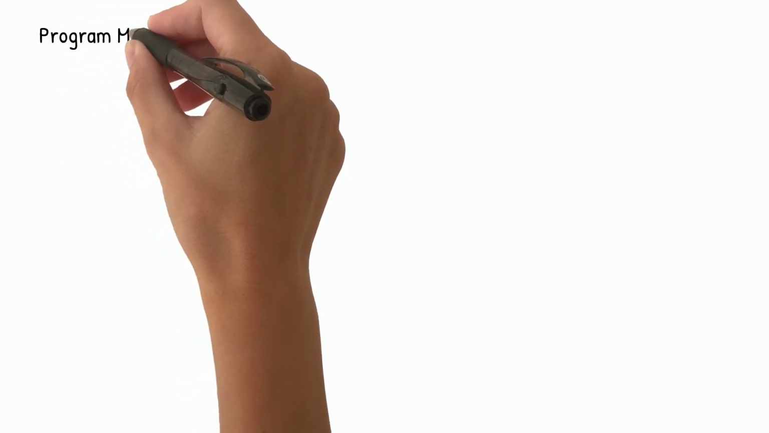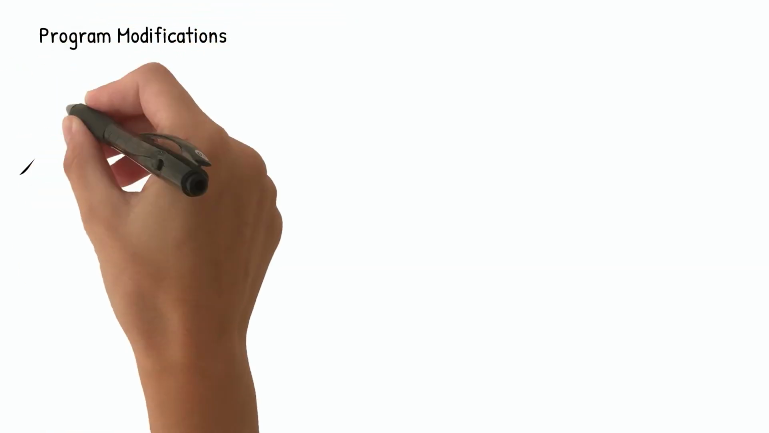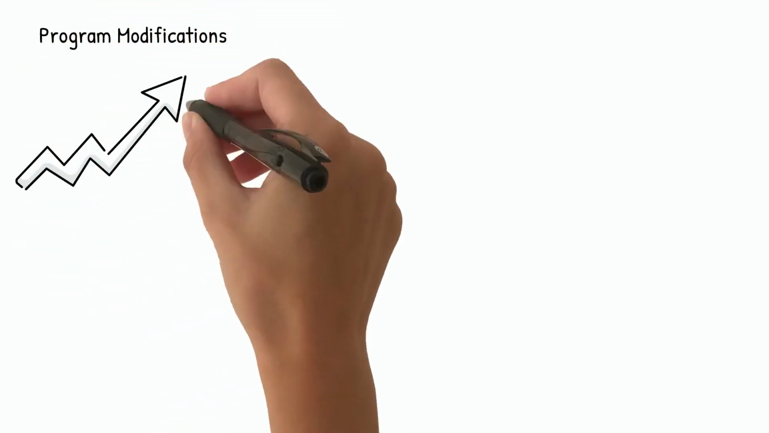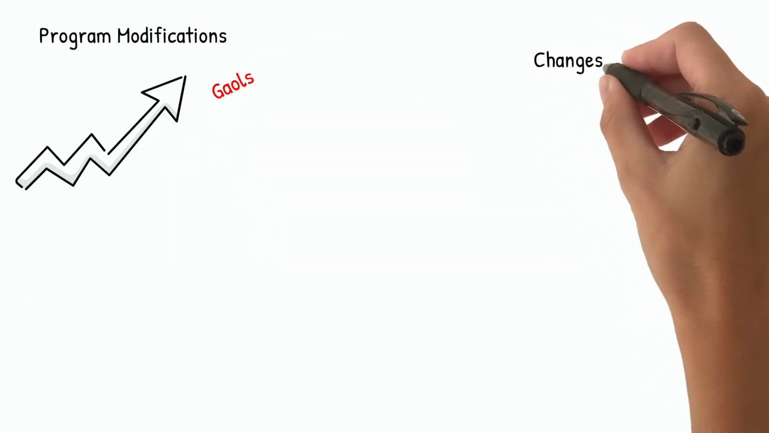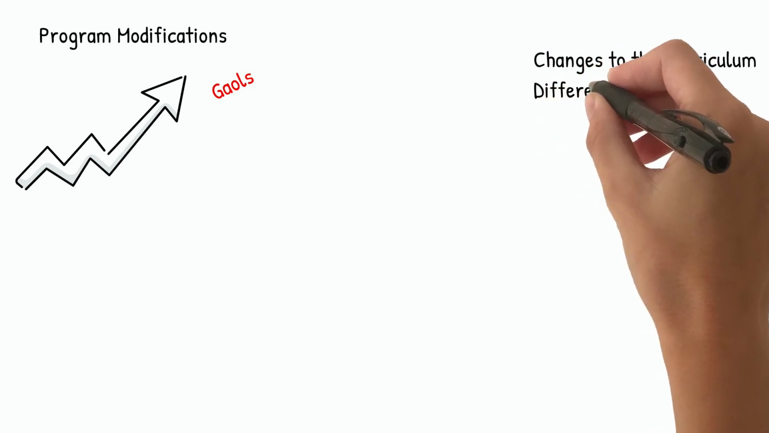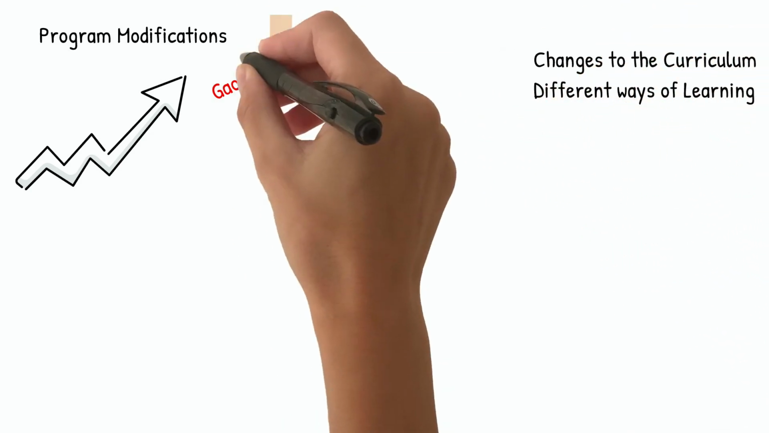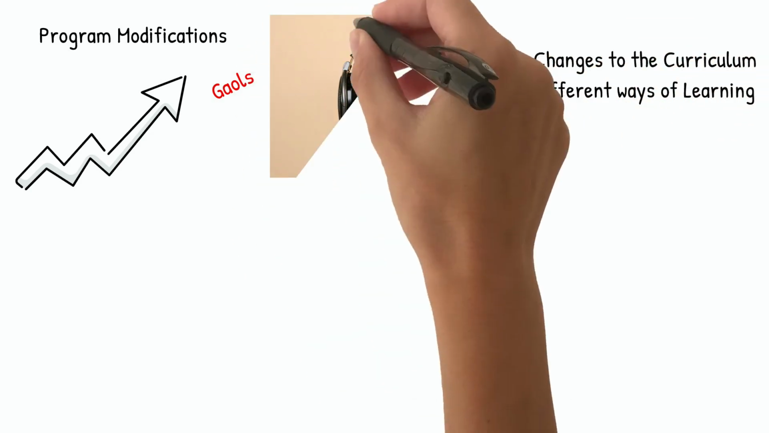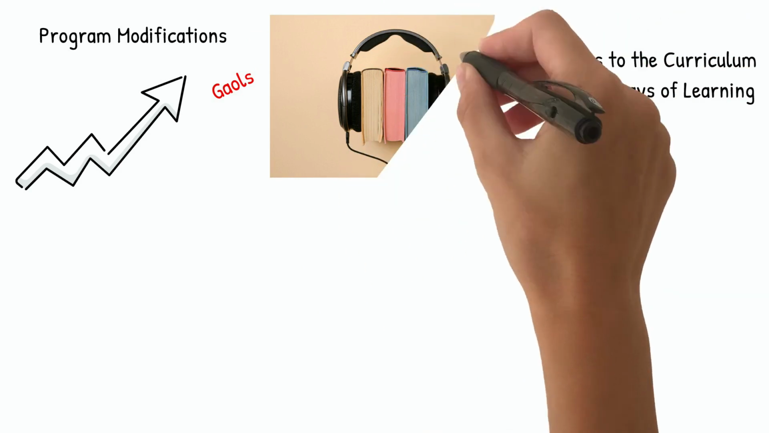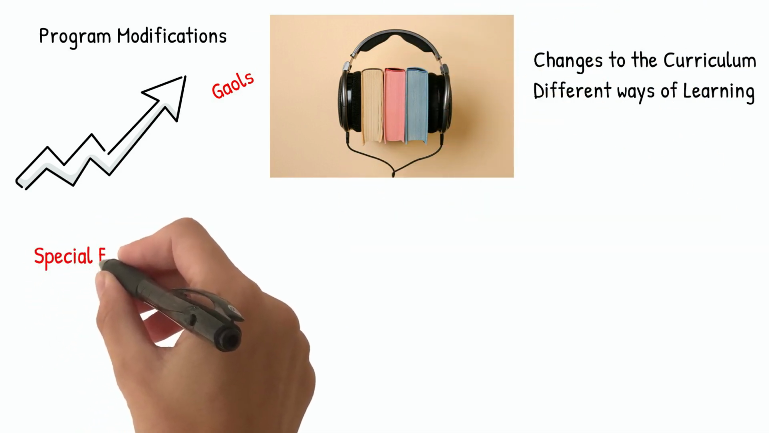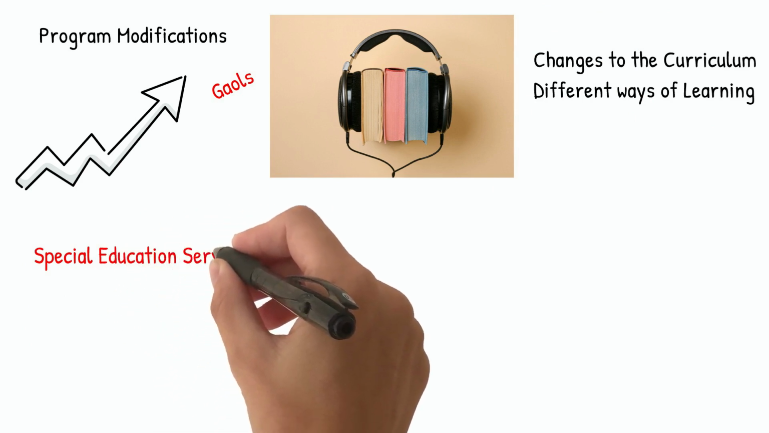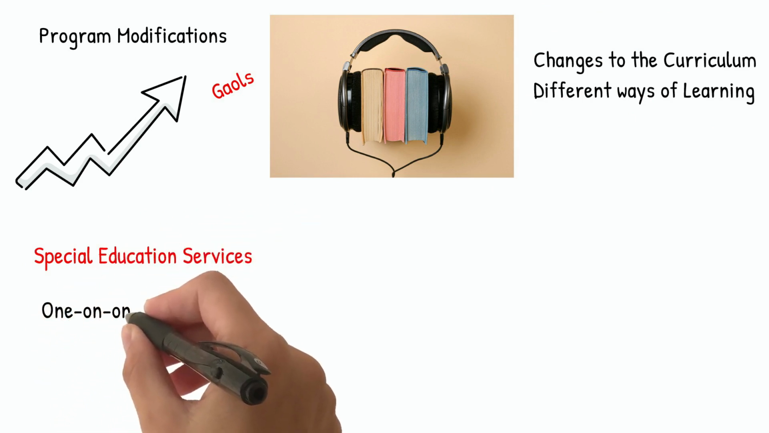Next, the IEP team will come up with program modifications to help the student reach their goals. These modifications might include changes to the curriculum or different ways of learning. For example, a student with a reading disability might need extra time to complete reading assignments or might benefit from audiobooks. Finally, the IEP team will determine what special education services the student needs.